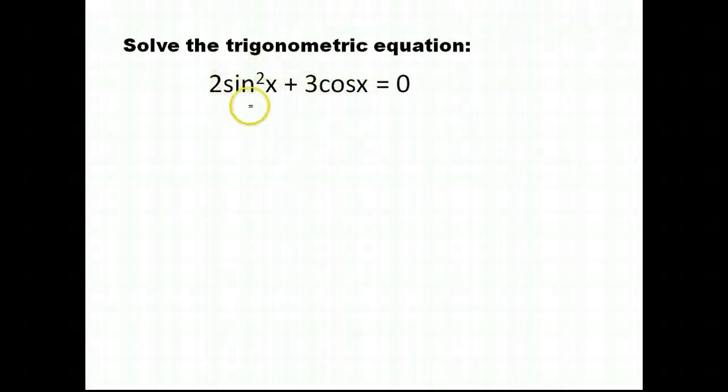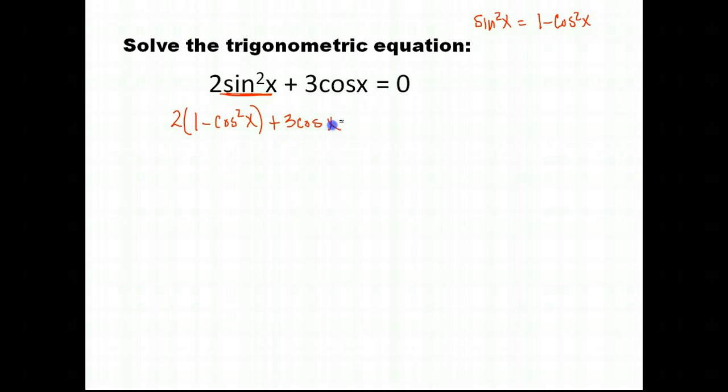Is there any way we can change sine squared to cosine squared? Well, we do have that identity that sine squared x is equal to 1 minus cosine squared x. So what we're going to do is replace our sine squared x with 1 minus cosine squared. They are equivalent according to our identities, so that is okay to do. We're just substituting something it's equal to. And that will allow us to solve because now we have just a single trig function.